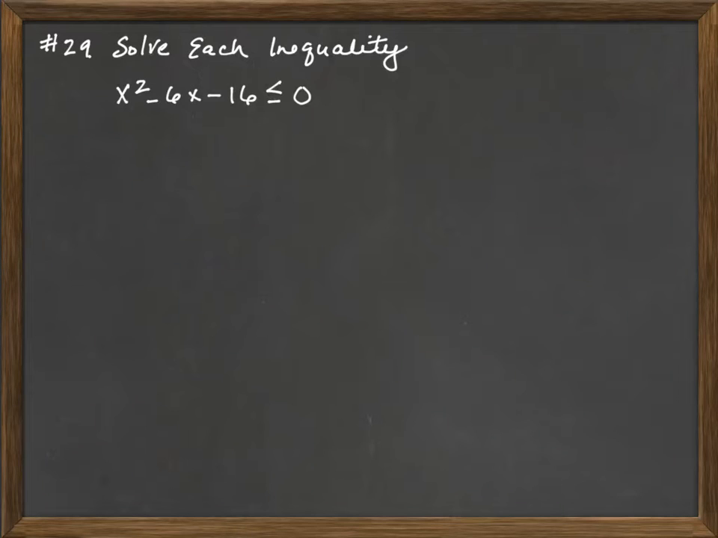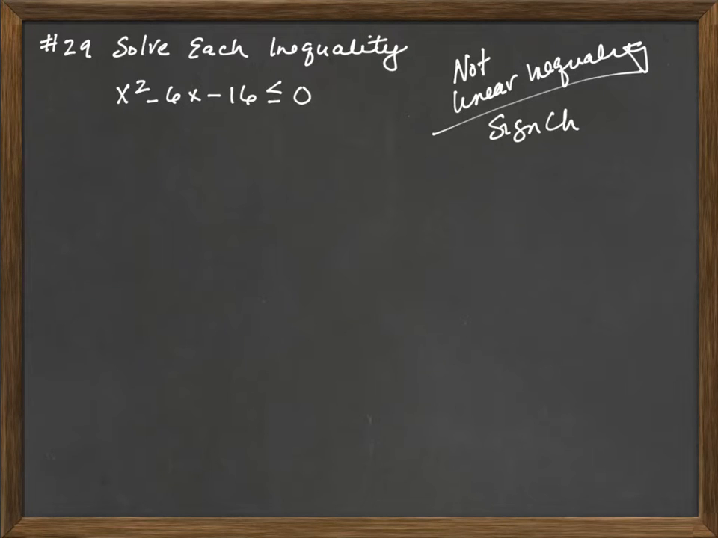Number 29 wants you to solve the inequality. And this is not a linear inequality, so you have to do it with a sign chart. That's how you do functions that aren't linear inequalities.